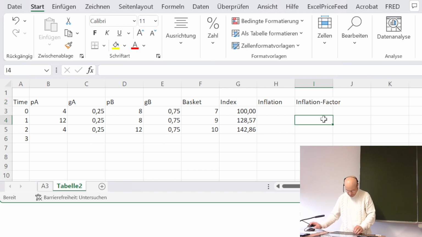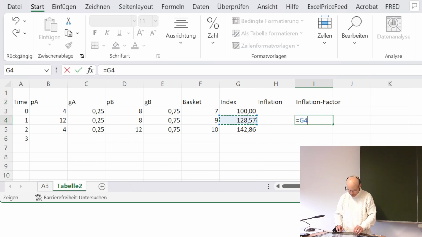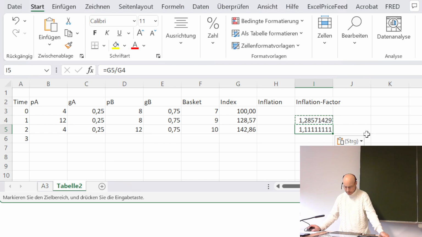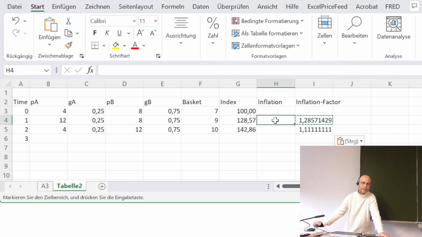And this is then over 100, and this would be this. Because here you see, of course, we do not have an inflation rate of 1.28. So what do we have to do to obtain from the inflation factor the inflation rate? So we are almost done for the inflation.